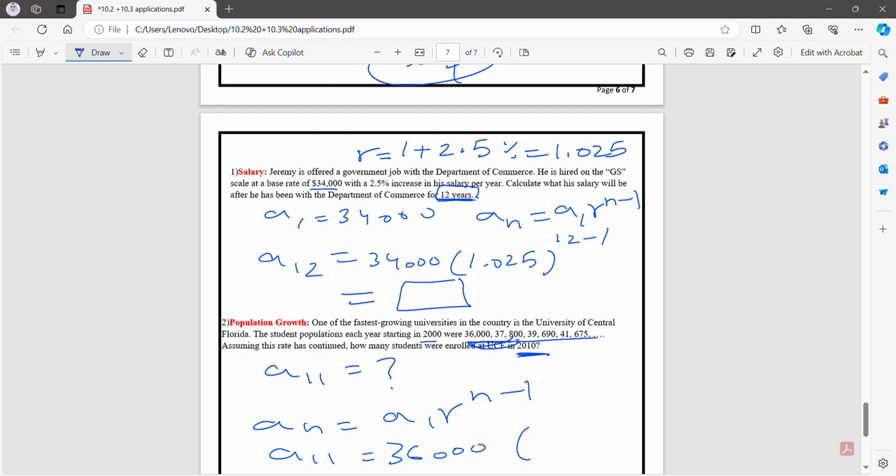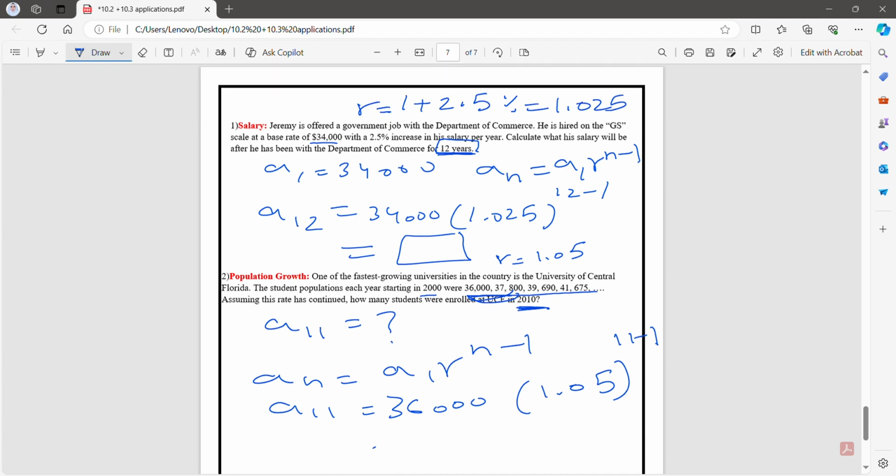So what will this be? 37,800 divided by 36,000. So it's equal to 1.05. R is equal to 1.05. Replace here 1.05 and here is 11 minus 1. And then give this to the calculator and you can get the answer of the 11th term. So this is all about applications of arithmetic and geometric sequences. Thank you so much.